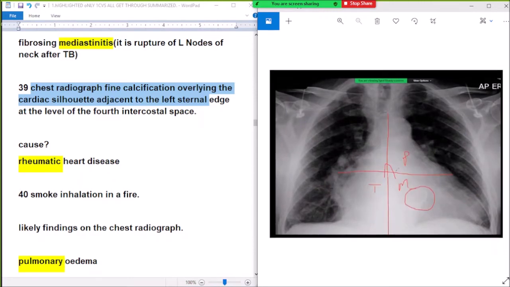If we cross it and divide the heart into 4 chambers, then this will be the tricuspid valve, this will be the pulmonary valve, this will be the aortic valve at the center of the plus sign, and the mitral valve will be over here.